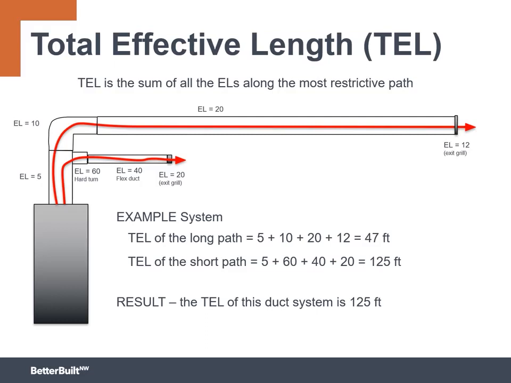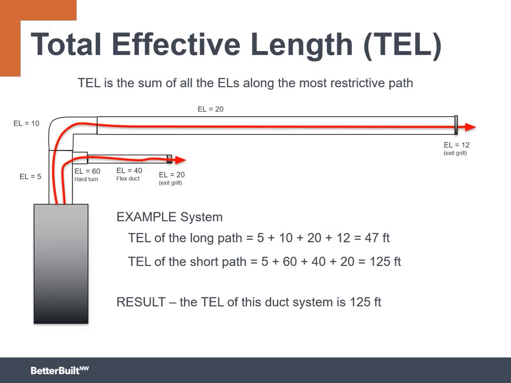Example number 1 shows that, wow, this looks long, but we have an EL of 5 feet. And then we have a turning vane system here with only an EL of 10. We go through 20 feet of straight duct and then through the fitting right before the exit grill with an EL of 12 feet.